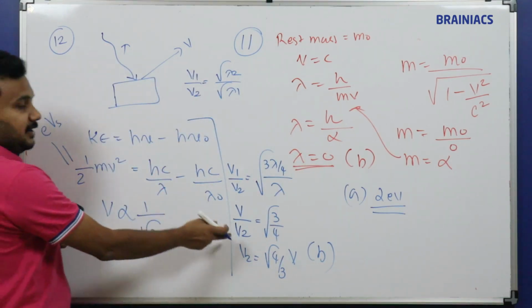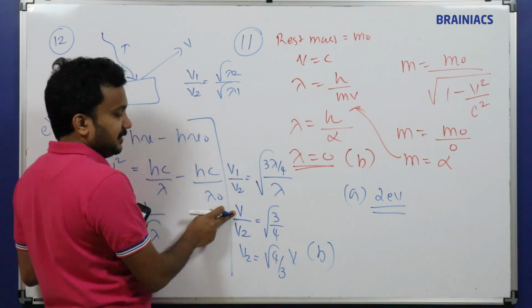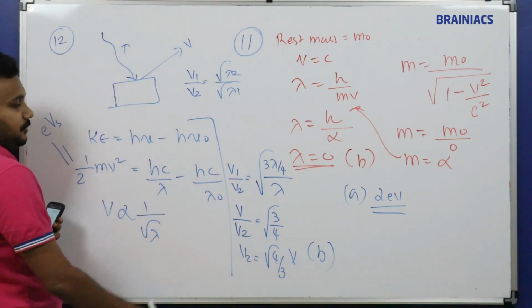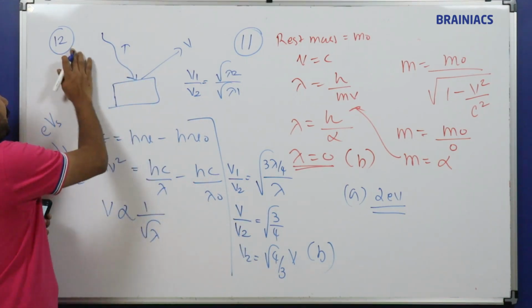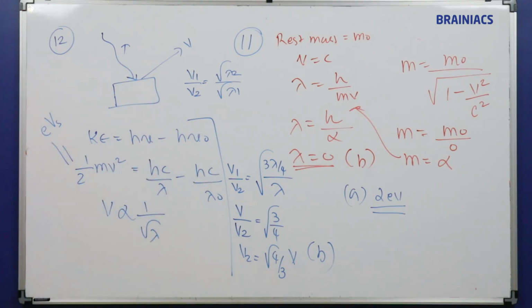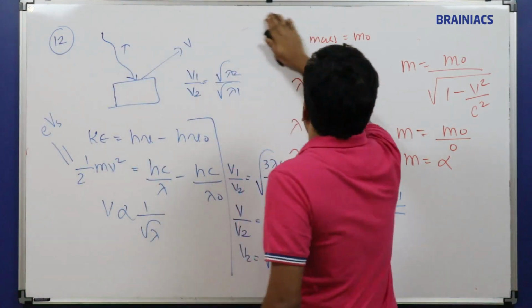Okay, v2 is the second one, v is the first one. First one is given as v and second one has to be found out. So option B is the right answer for question number 12. Okay, good. Let's move to the next one.